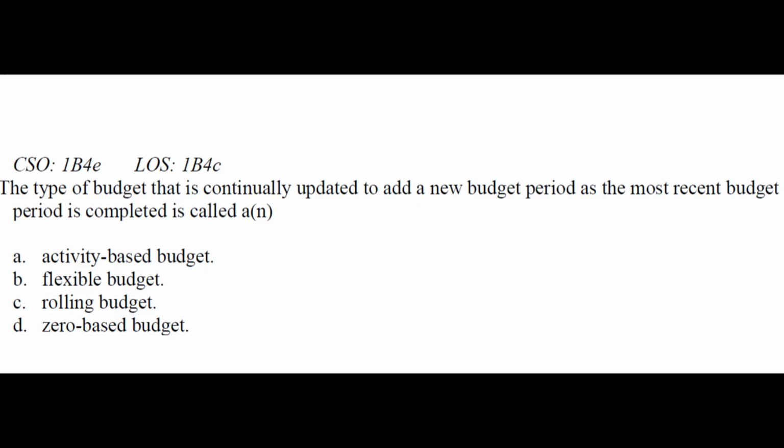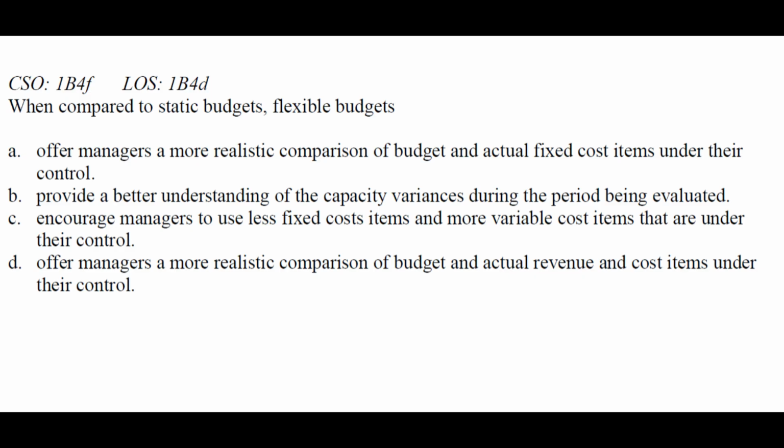Rolling budget. This question tests understanding of the difference between static budgets and flexible budgets, a fundamental topic in management accounting and performance evaluation. A static budget is prepared for a single planned level of activity and remains unchanged regardless of actual production or sales volume. In contrast, a flexible budget adjusts revenues and variable costs to the actual level of activity, making it a more useful tool for evaluating managerial performance.